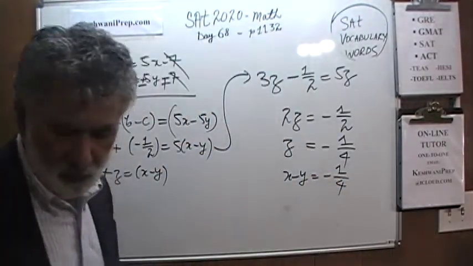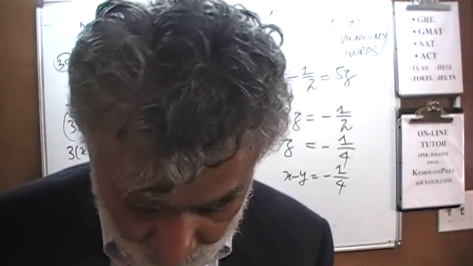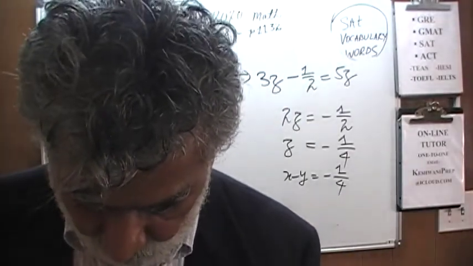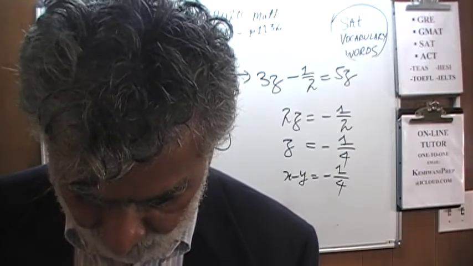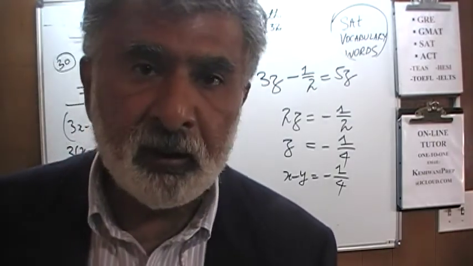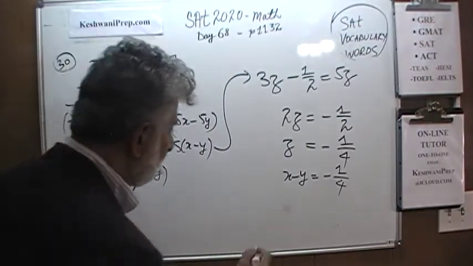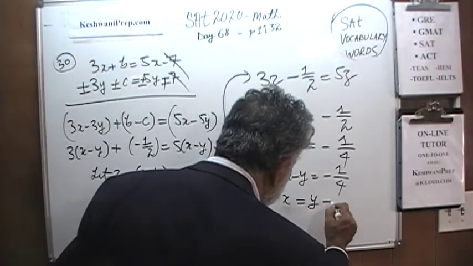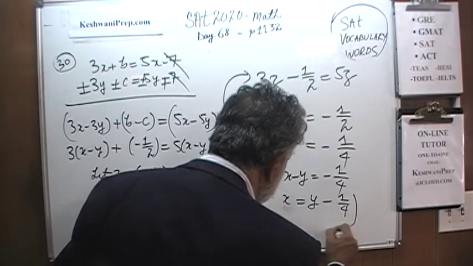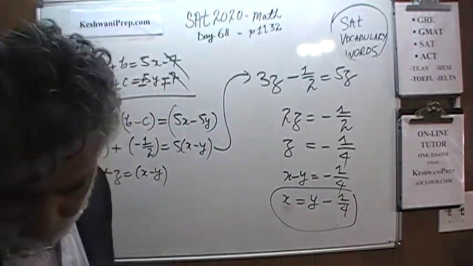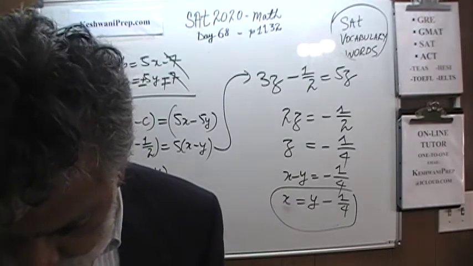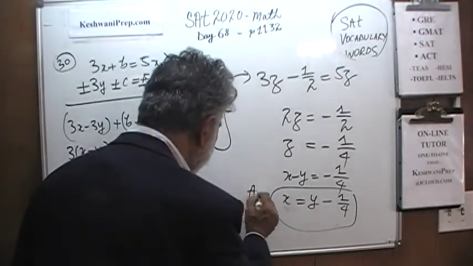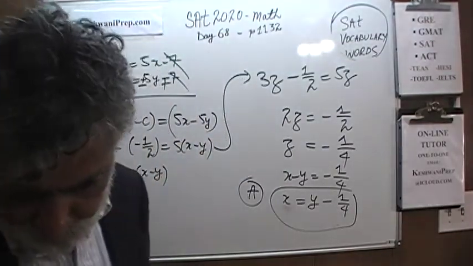Now we are ready to look at the answer choices. As you look at the answer choices, it says x is y minus a quarter, x is y minus 1/2, x is 1. In other words, we have to separate the x. Let's separate the x here. Bring the y to the other side, we end up with y minus 1/4. There you go. I believe the very first one is the right answer. The very first one says x is y minus 1/4. The answer is A.